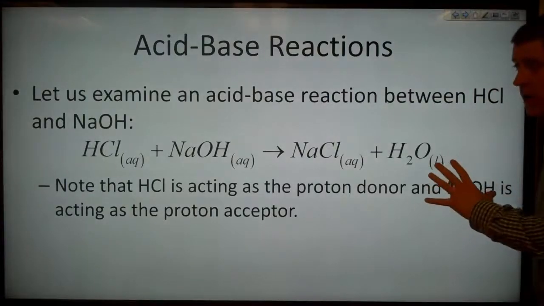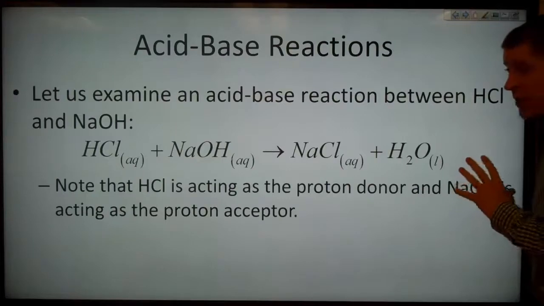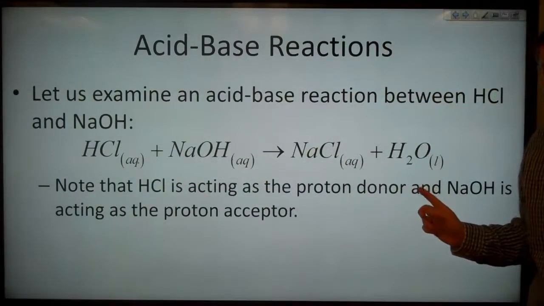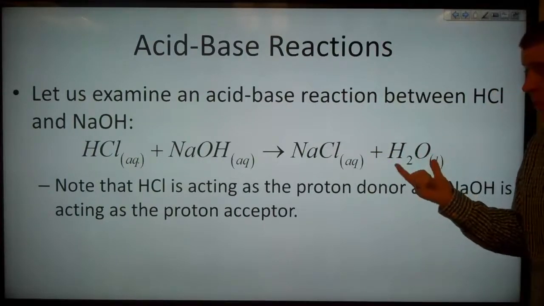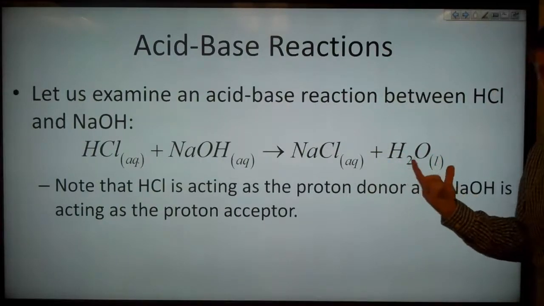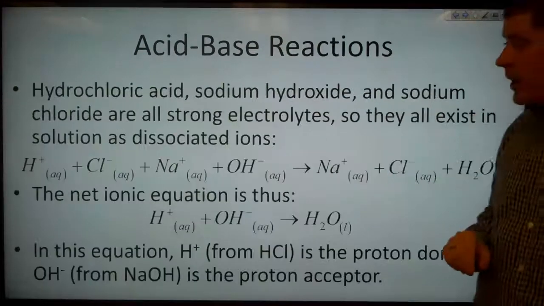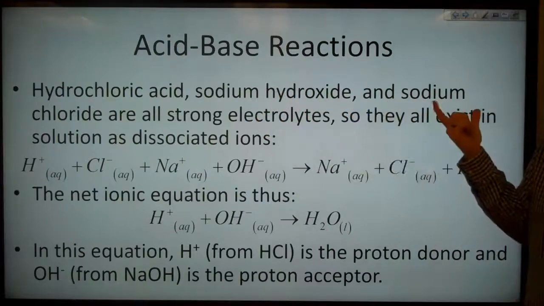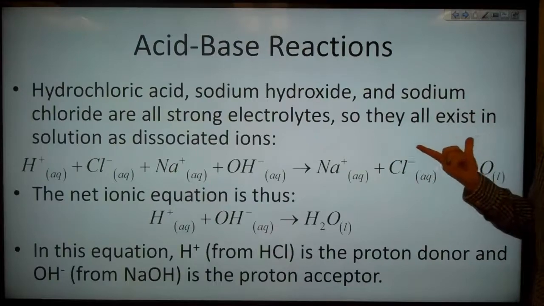But in this case, we no longer have to be doing this in water. With Brønsted-Lowry, we don't have to have an aqueous solution here. We'll still be creating water with our reaction, so there will still be water around, but we could have some other solvent. We're no longer fixed to looking at water. Hydrochloric acid, sodium hydroxide, and sodium chloride are all strong electrolytes, so they all exist in solution as dissociated ions.